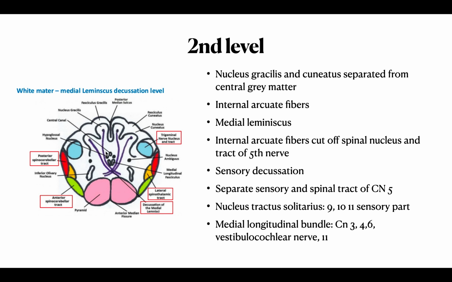So the nucleus tractus solitarius is going to convey cranial nerves 9, 10, 11. And that's going to be the sensory parts of these nerves. The medial longitudinal bundle is going to convey cranial nerves 3, 4, and 6, along with the vestibulocochlear nerve and cranial nerve 11. So it's kind of all lumped in here together, and like I said, it's very close to the central canal. And the nuclei that are basically furthest away from the central canal are the trigeminal nerve, so cranial nerve number 5.